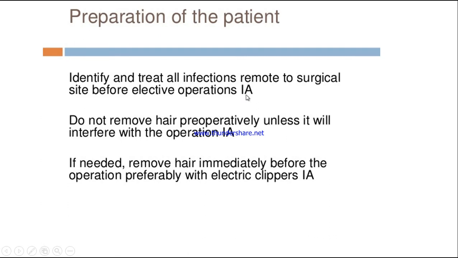According to category 1A, we have to identify and treat all infections remote to the surgical site before the elective operation. So if there's any infection in the patient's body, we have to treat it first before performing any surgery. Next, number 2, do not remove the hair preoperatively unless it will interfere with the operation. Only that specific area where the operation is to be performed, we remove the hair, and other parts of the body we do not need to. Next, if needed, remove hair immediately before the operation using electric clippers. These are under category 1A.